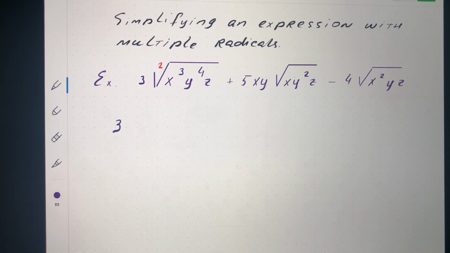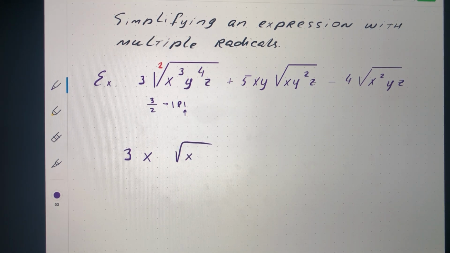Then, if we look at 3 divided by 2, the 2 goes into 3 once, remainder 1, which means we have 1x on the outside and 1x on the inside.